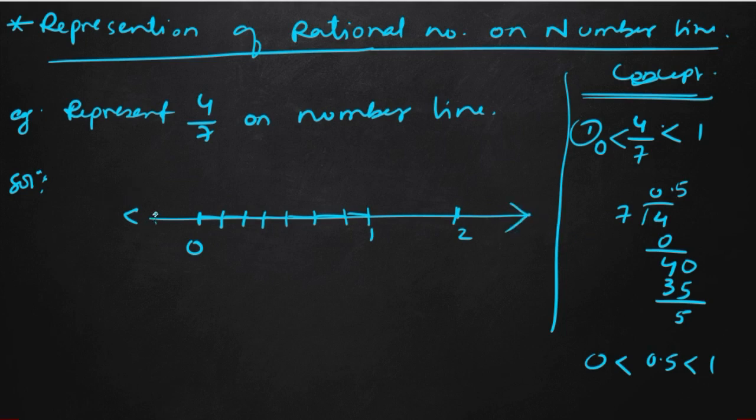Now you have to represent 4 by 7. So this will be our 1 by 7, 2 by 7, 3 by 7, 4 by 7, and the rest will be 5 by 7, 6 by 7, and this one is our 7 by 7. If you divide 7 by 7, the answer will be the same. We have to represent 4 by 7 only, so our answer will be only this one.